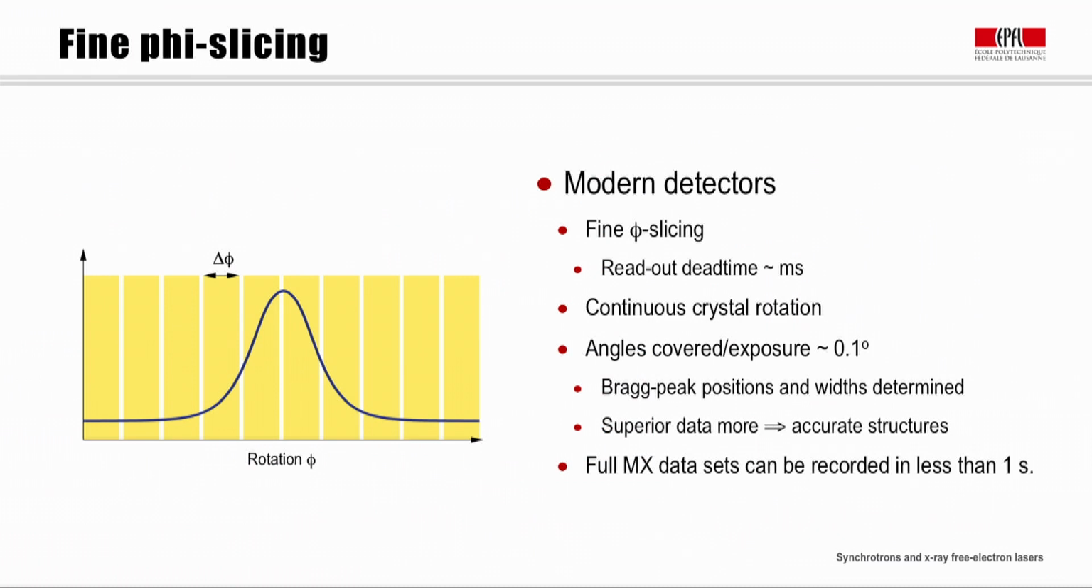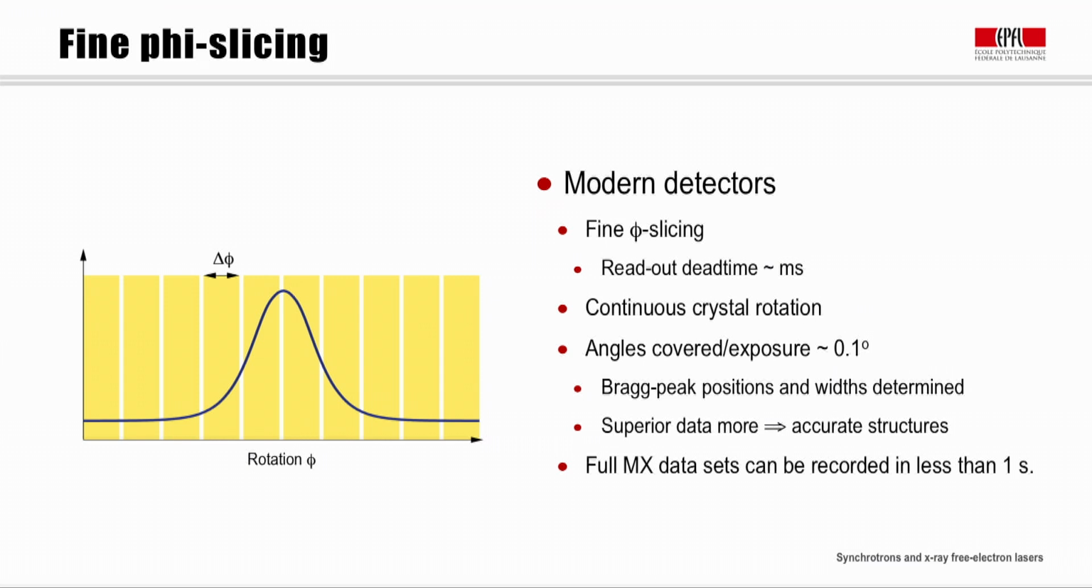With the advent of modern detectors with readout times in the range of just a few milliseconds, a new approach called fine phi slicing becomes possible. In this mode of operation, the exposures were over much narrower angular ranges by an order of magnitude, and the crystal was allowed to rotate continuously as the dead time between exposures was sufficiently small. Nowadays, a full dataset can be recorded in just a few seconds or even below a second.